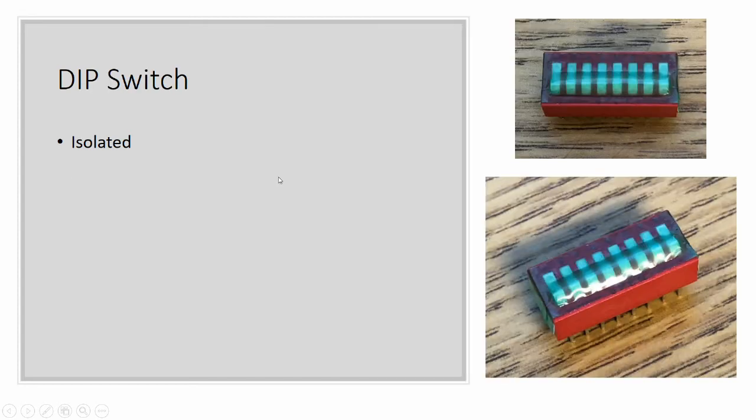The next component is the DIP switch. Basically, it's just a dual inline package switch, and the same as the previous component, the LED bar graph, it's isolated. You can see here that each pin will be connected across to the other one. So just keep in mind that whatever this switch is doing, it's not going to affect any of these other ones.